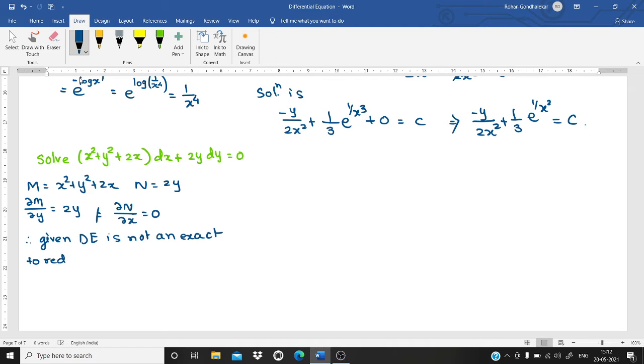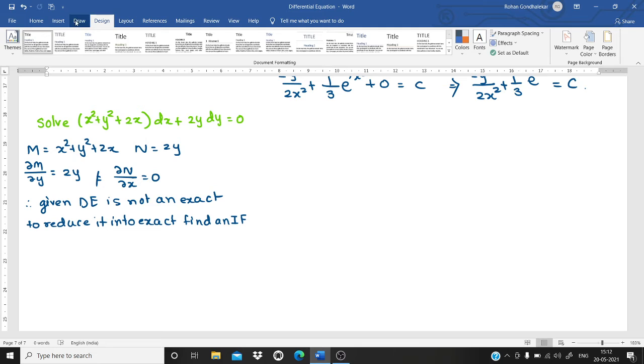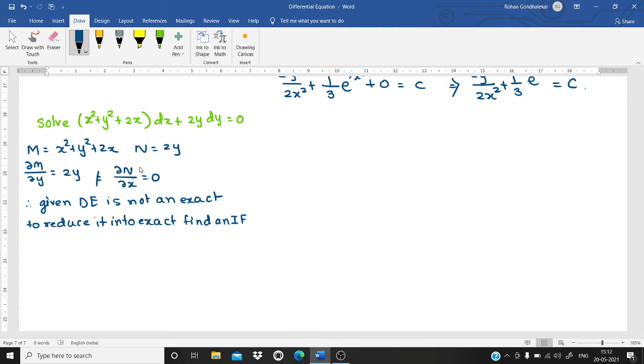To reduce the given differential equation into exact, find an integrating factor. How can we calculate an integrating factor? What is the first rule? The first rule is your differential equation must be homogeneous and Mx plus Ny should be non-zero. But it is not homogeneous. Look at the first term, the degree of x square is 2, degree of y square is 2, but the degree of 2x is what? 1. So it is not homogeneous.